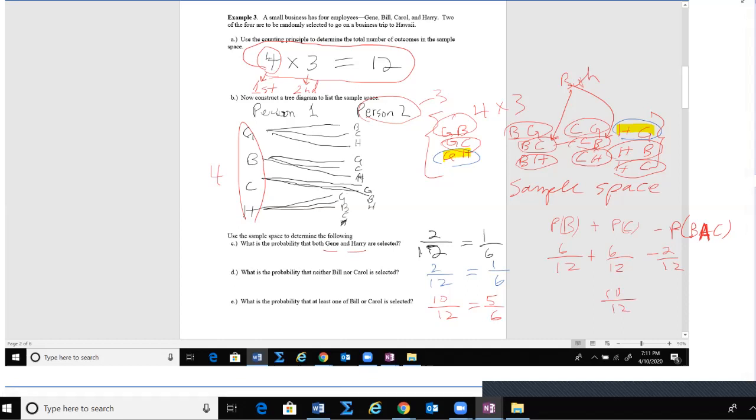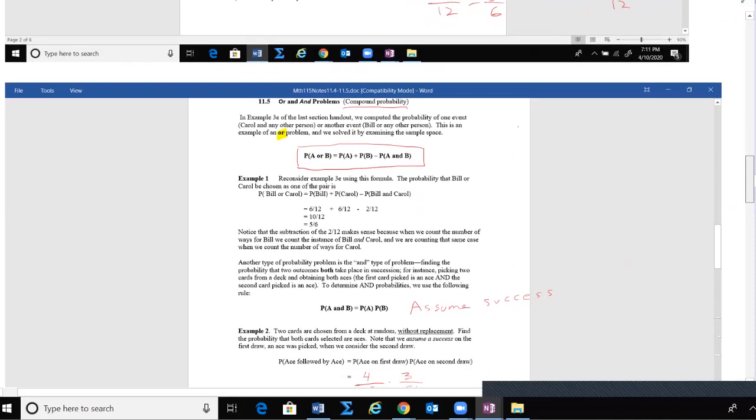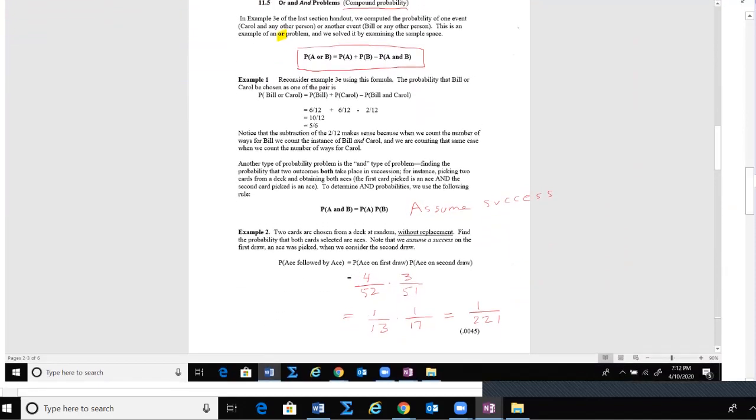So that was one way to justify the formula. Was it the best way to do the problem or the only way to do the problem? The answer is no, it was not. But that kind of justifies our formula, and so this is why we're doing it the way we are here. And we end up with that 5/6. Okay, now let's talk about "and" probabilities.